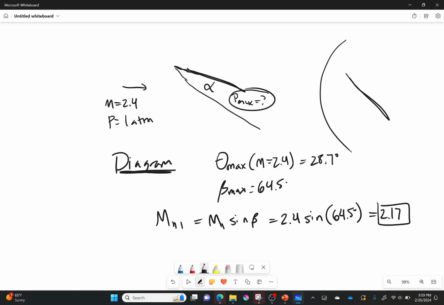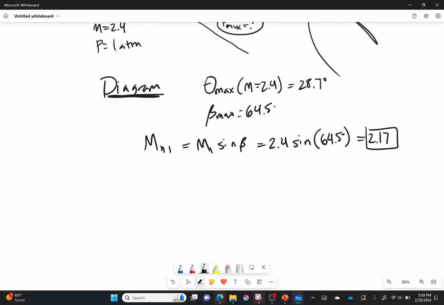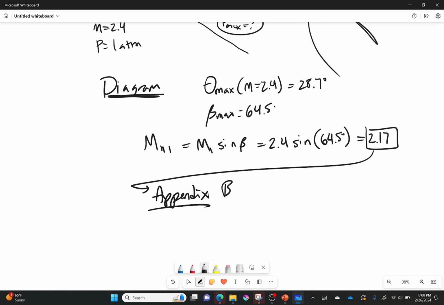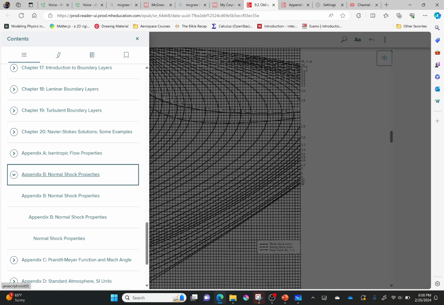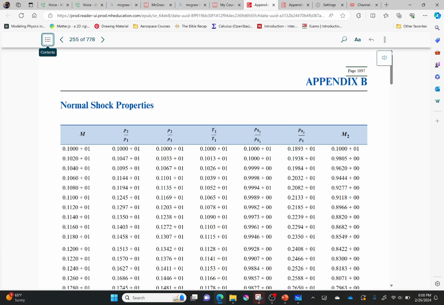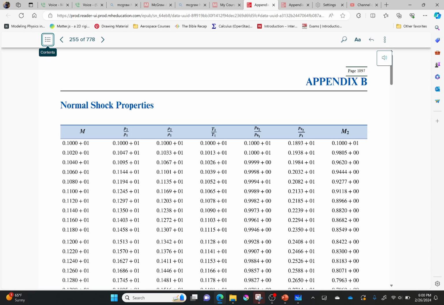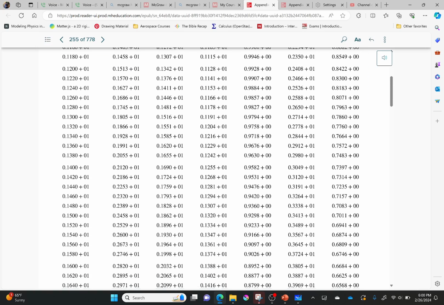And since I have that now, I can go ahead and calculate what my P2 over P1 is. So let's jump to Appendix B and find this. So now we're going to use this and go to the appendix. Okay, one moment. Why normal shock properties when it's oblique? Because I need this to help myself. So let's look it up here. I need the P2 over P1, which is the first one, and I've got a normal shock component of 2.17.